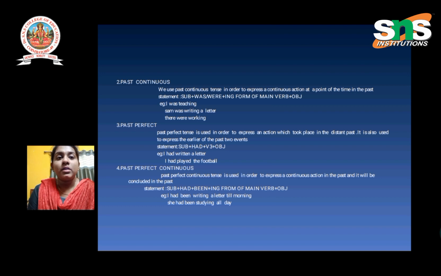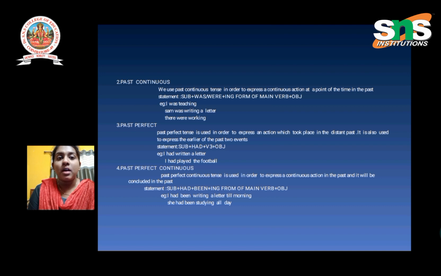And the second tense is past continuous. We use past continuous tense in order to express a continuous action at a point of time in the past. Statement: subject plus was or were plus ing form of main verb plus object. Example: I was teaching. Sam was writing a letter.